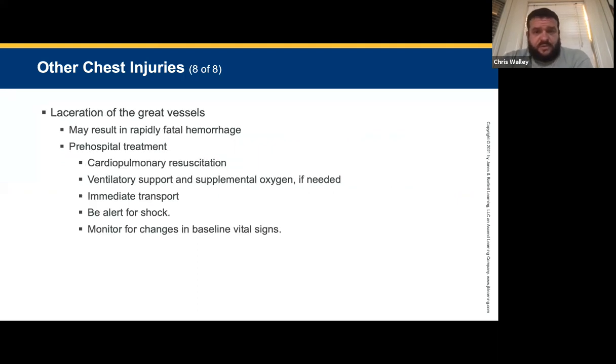All right. So laceration of the great vessels. You will see tachycardia and hypotension. But the greater point is, if there's any laceration, they're going to bleed out if they're not on the operating table. You are going to perform CPR. Most of the time, it's not going to work. But it is what it is. Immediate transport, obviously. Anybody that you go to that's unresponsive and unconscious is automatically going to warrant rapid transport. So if you're thinking, oh, we can stay here and do CPR, nah, bro, I want to go.